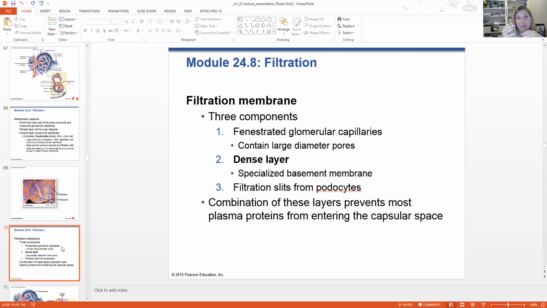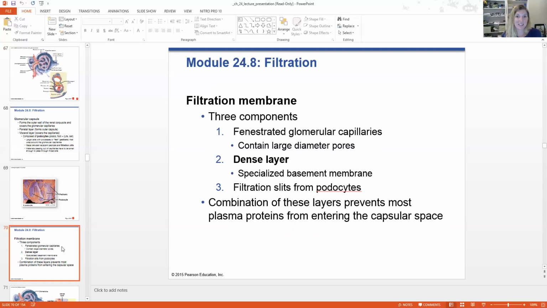If you remember our types of capillaries, fenestrations are very large holes, not as large as sinusoids, which are in the liver. They're smaller than that. However, they're still relatively large compared to the continuous capillaries that are spread throughout the body.